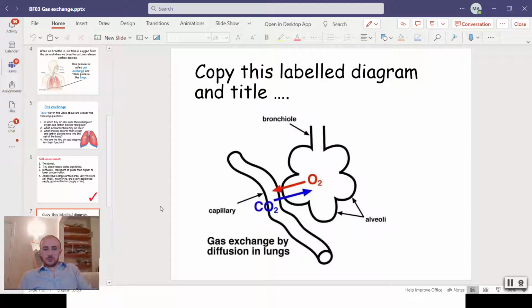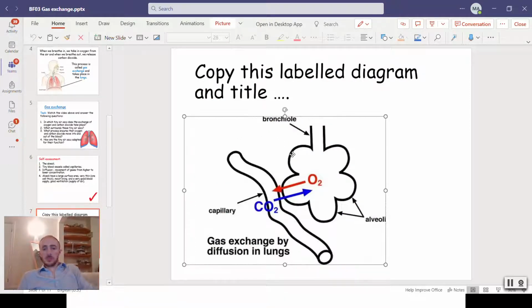Next bit I want you to do, I'd like you to label this diagram underneath your work so you have a diagram of what we mean. Once you've done that, we're pretty much done. This is kind of the end of last lesson, as it were. So again, if you wouldn't mind pausing me, I will give you another 3 or 4 minutes for this. How's that?